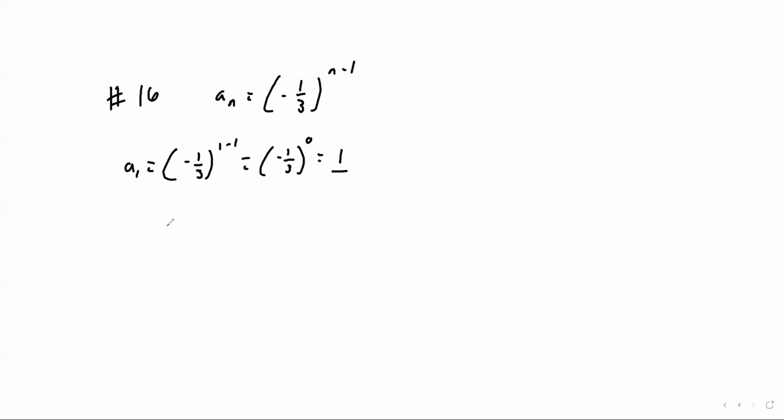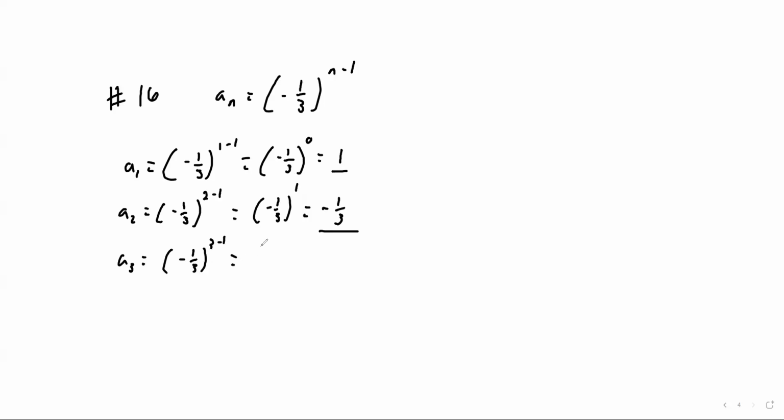Make sure I wrote that down right. Cool. And then a sub 2 would be negative 1/3 raised to the 2 minus 1. So that'd be negative 1/3 raised to the 1. Anything raised to the 1 is just itself. Then I do a sub 3. So I get negative 1/3 raised to the 3 minus 1. So that'd be negative 1/3 squared. To square it, you just apply it to both numbers. So that'd be 1 over 9. And again, two negatives make a positive.